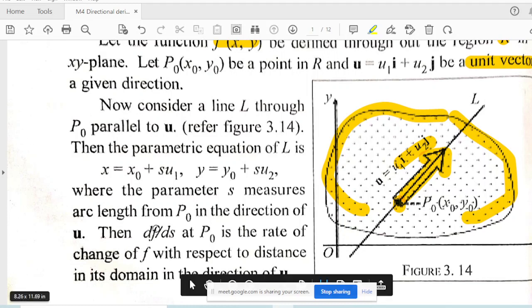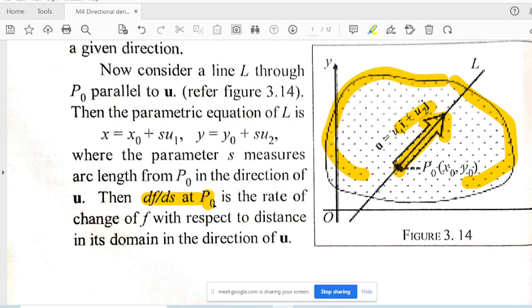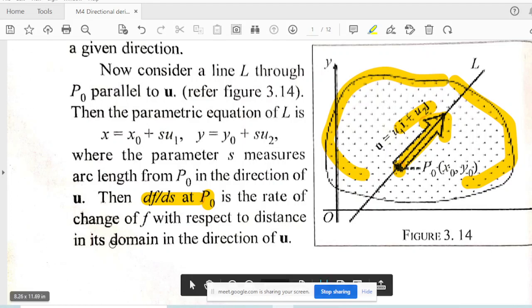Then df by ds at a point is the rate of change of f with respect to distance in its domain in the direction of u. So here df by ds is our directional derivative. df by ds at the point P0 will be the rate of change of f with respect to distance in its domain in the direction of u.